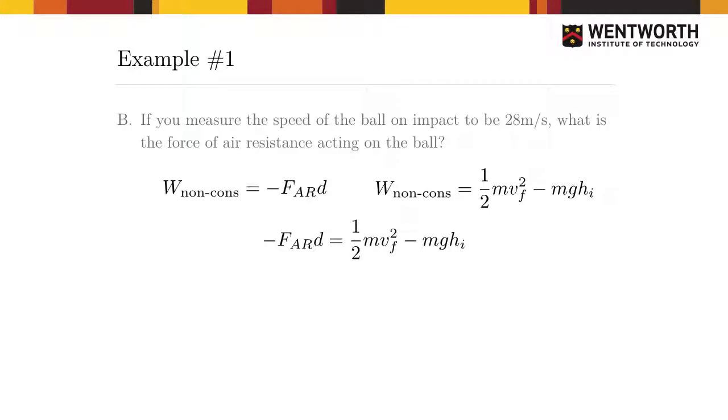We can plug that into our left side of the equation. And rearranging, we find that the magnitude of the force of air resistance is 9.8 newtons. Note that this has nothing to do with 9.8 meters per second squared. It's just a coincidence that we got the same number as g.